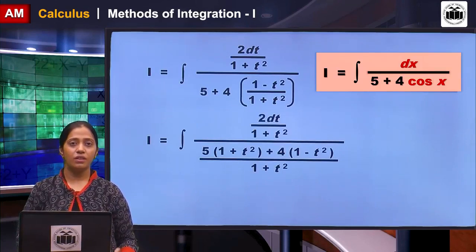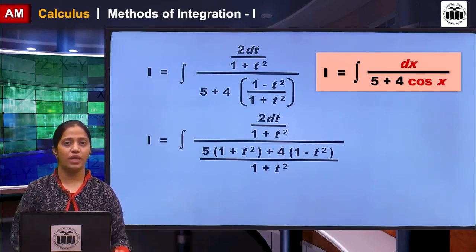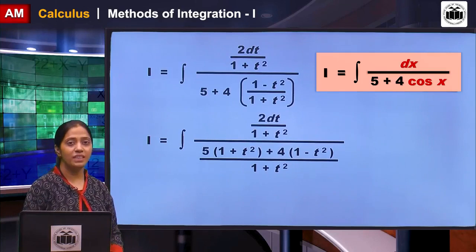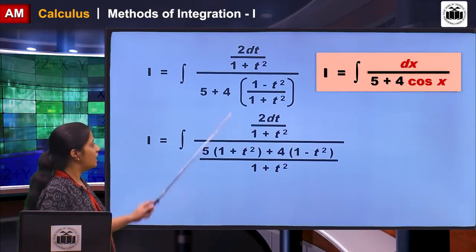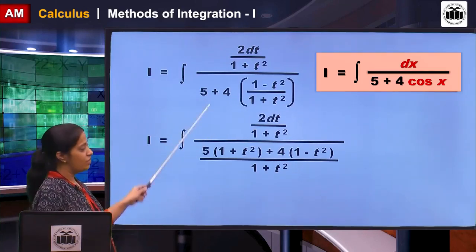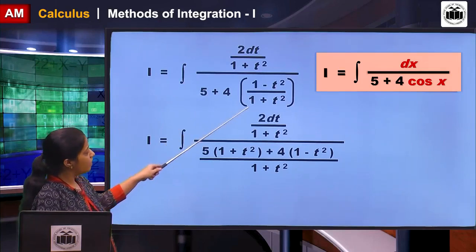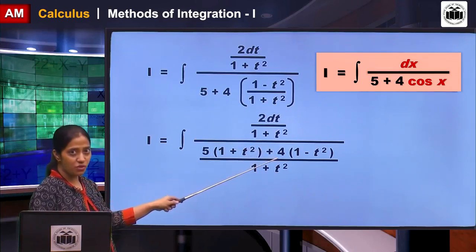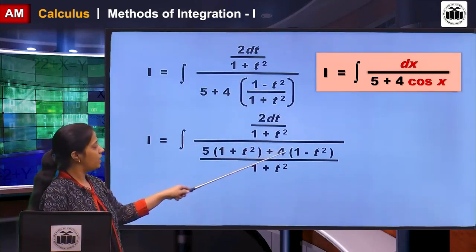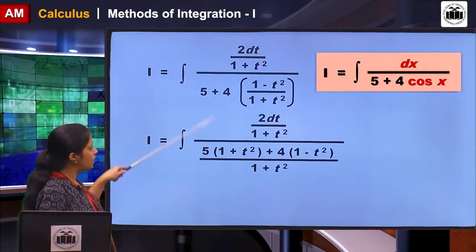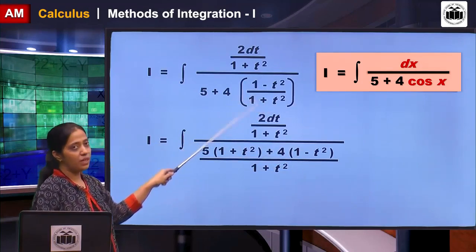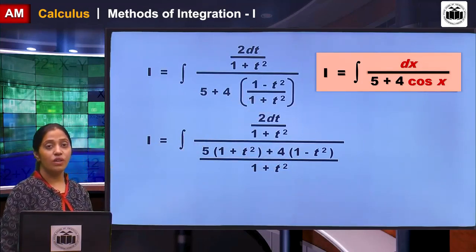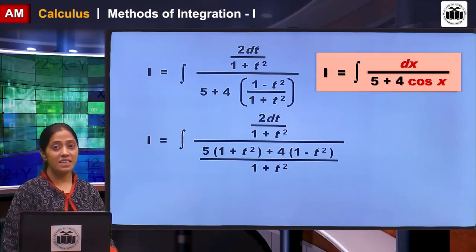So what is it now? The numerator will be the same because we are not doing anything with that. So the numerator is 2 dt upon 1 plus t square. And here first we perform the cross multiplication. Take 1 plus t square with 5. So what is the simplification? 5 will come with 1 plus t square, plus 4 times 1 minus t square. Now this full term is divided by 1 plus t square. In this way, first you have to make the denominator the same.